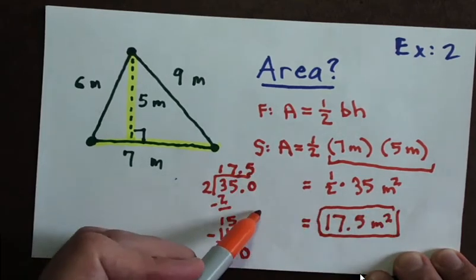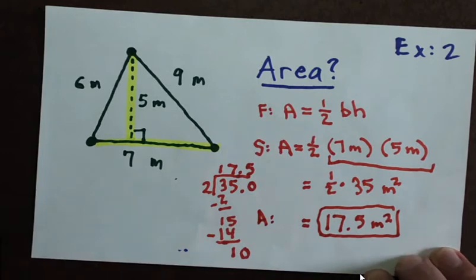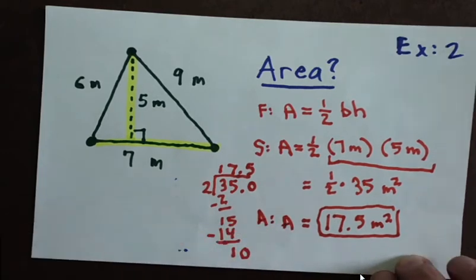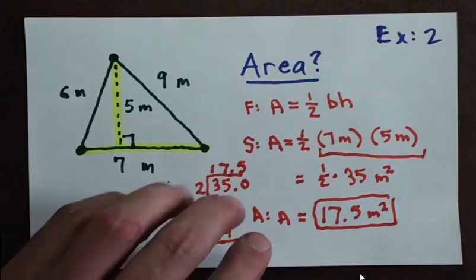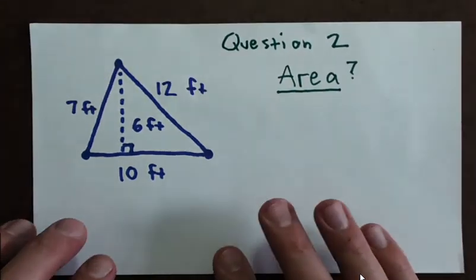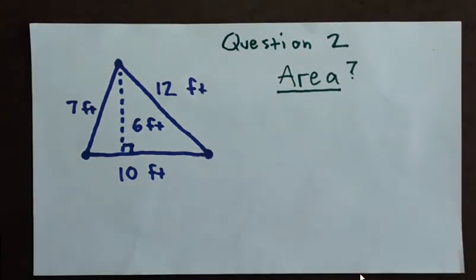Alright, so remember FSA, this is our answer right here. Our area equals 17.5 meters squared. Okay. Here's question 2. Pause the video now. Try it out on your own.